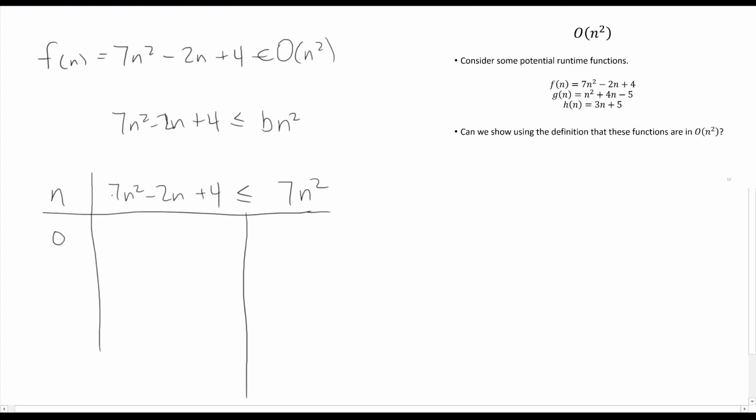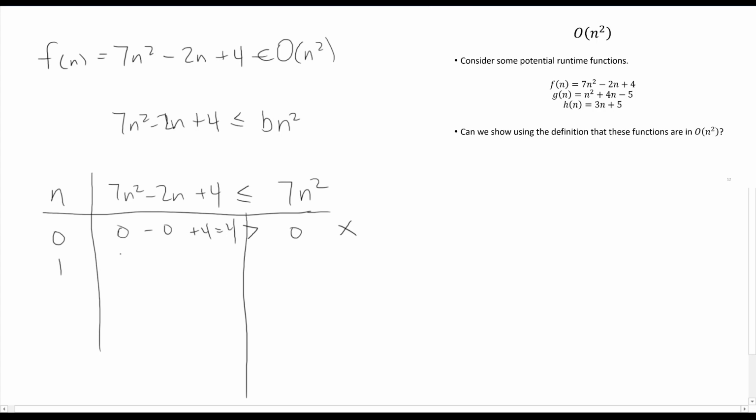So let's go. 7 times 0 squared is 0. I'm going to write this one out. 0 minus 0 plus 4 equals, well, 4. And this one's just going to be 0. So unfortunately, we get the wrong relationship here. So I'm going to mark that as fail. Maybe my guess of 7 is wrong, but let's keep going.